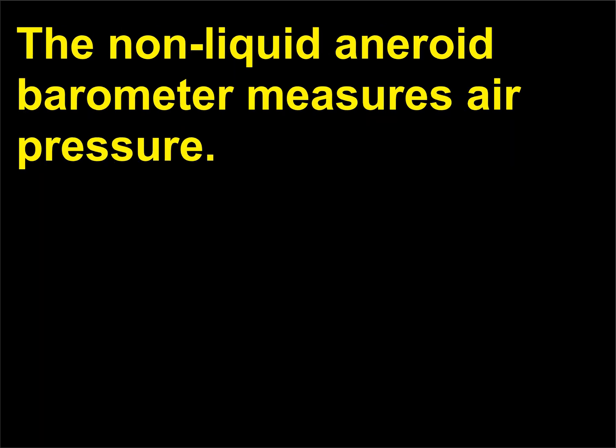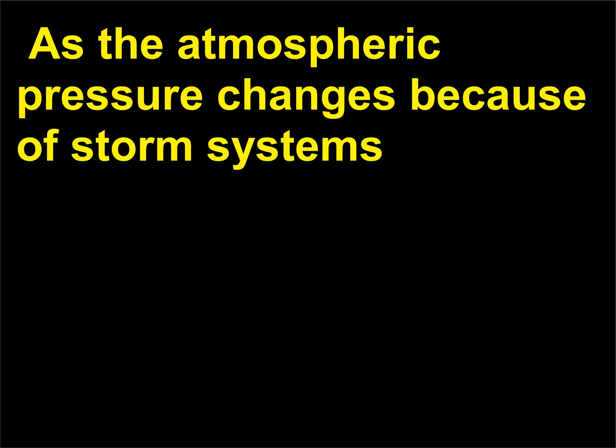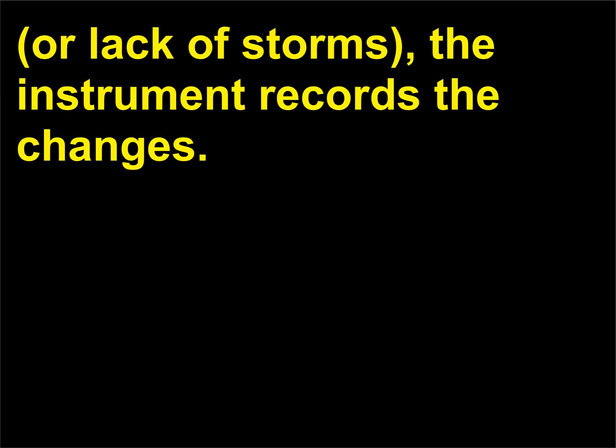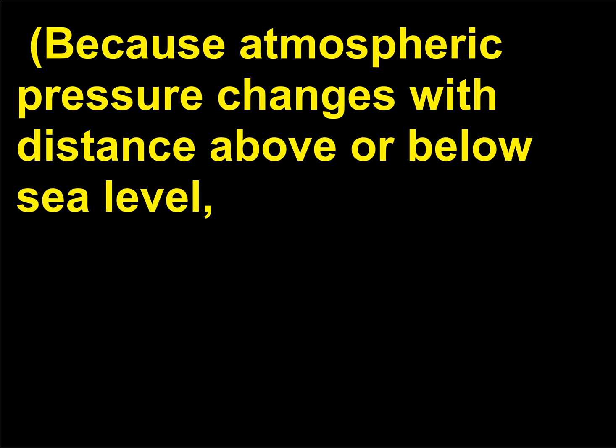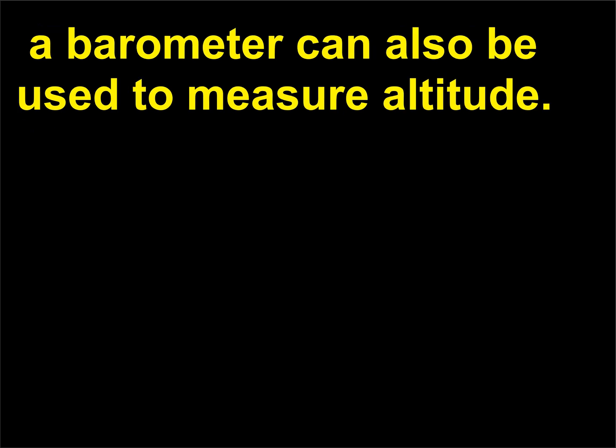The non-liquid aneroid barometer measures air pressure. As the atmospheric pressure changes because of storm systems or lack of storms, the instrument records the changes. Because atmospheric pressure changes with distance above or below sea level, a barometer can also be used to measure altitude.